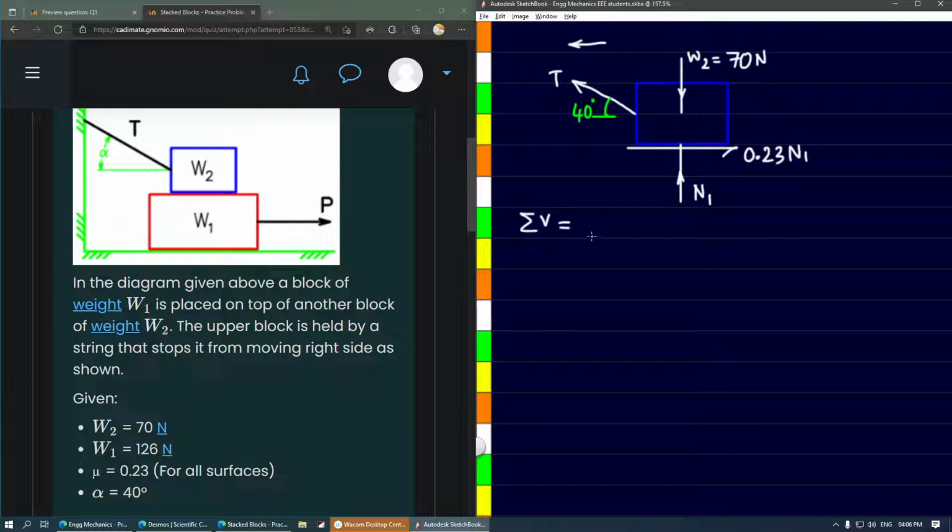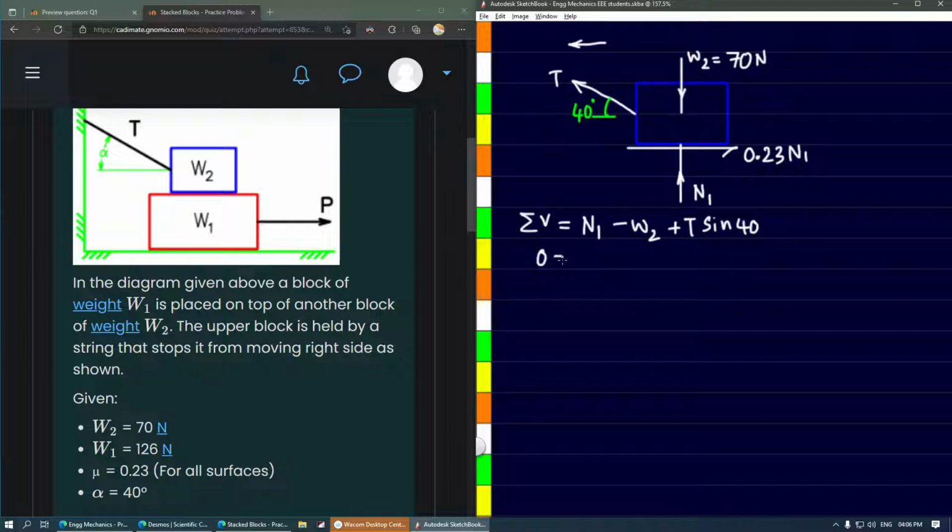So we have sigma V. Let's take all the vertical forces. N1 is upwards, hence positive. W2 is downwards, hence negative. And the component of T will be acting upwards, that is T sine of 40, and that has to be plus because it is upwards.